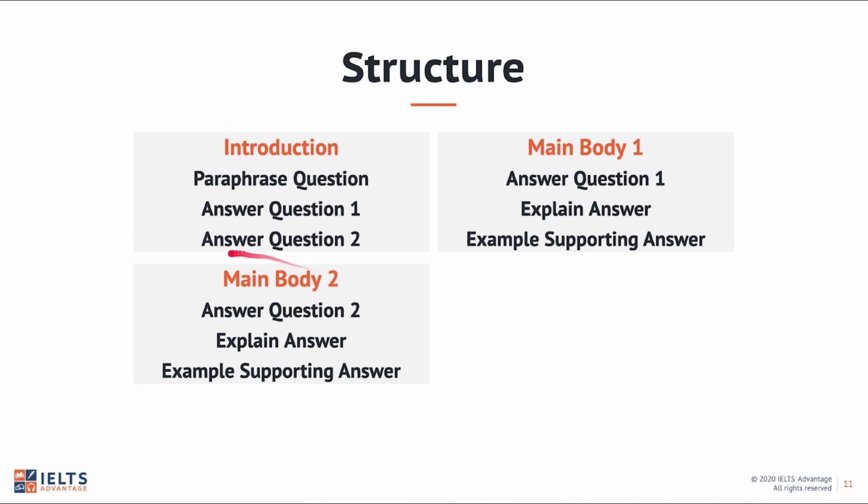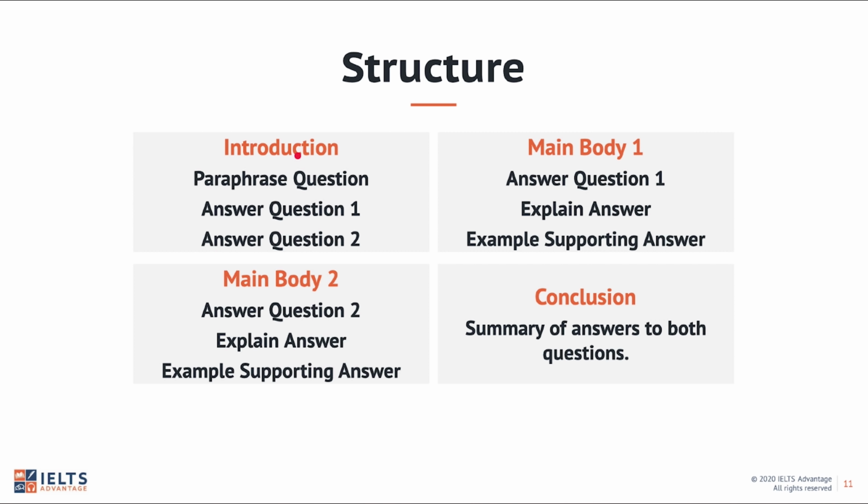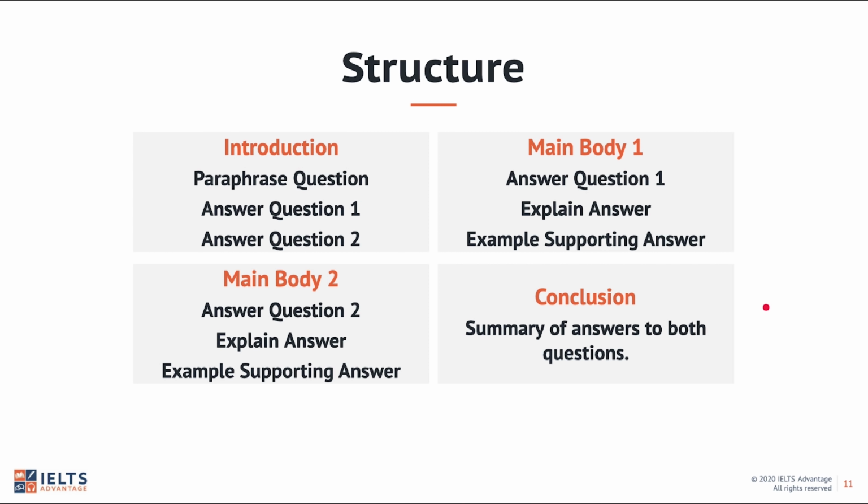Then we look back at our introduction. Okay, answer question 2. So we take this, put it into our second main body and do exactly the same thing. Write the answer to the question, explain, example. And then in our conclusion, it's a summary of answers to both questions. All right, so introduction, this is what I'm going to talk about. Here's the detail of what I'm going to talk about. Here's a summary of what I just discussed. Again, this makes it easy for you and easy for the reader, the examiner, to understand what you think about both questions. Double question, 2 questions. The examiner just wants to know, what do you think about both of these questions?